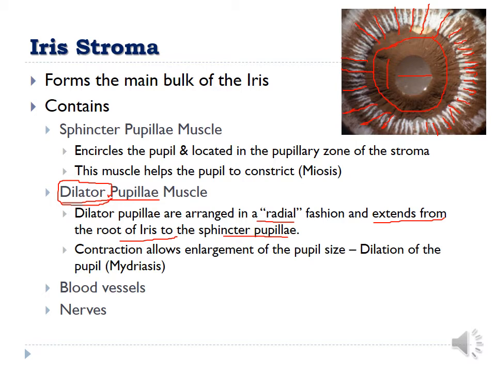Right, so it has different blood vessels that we will be learning later when we talk about the blood supply of the whole eye, and it also has nerves that are required for this pupillary constriction and dilation.